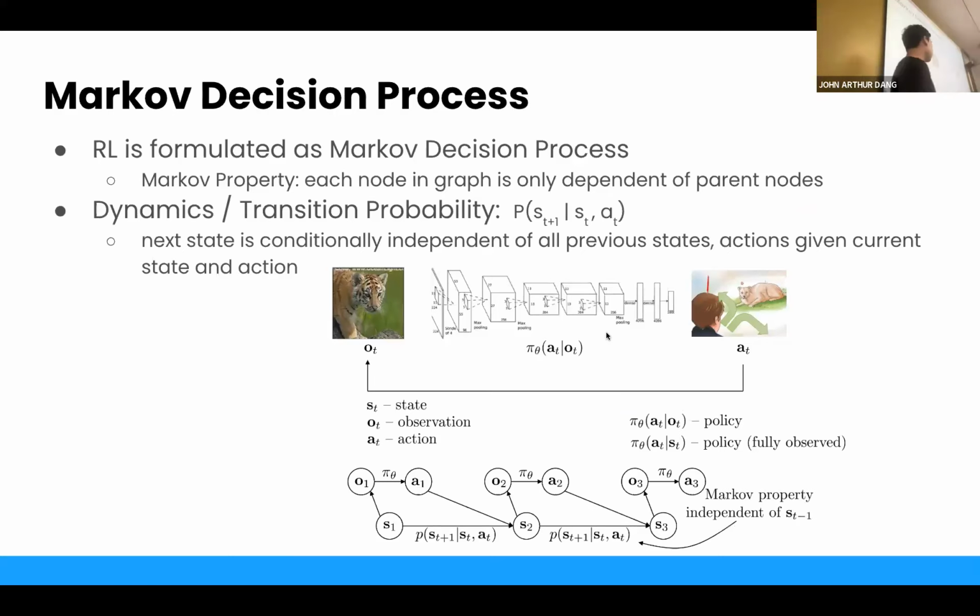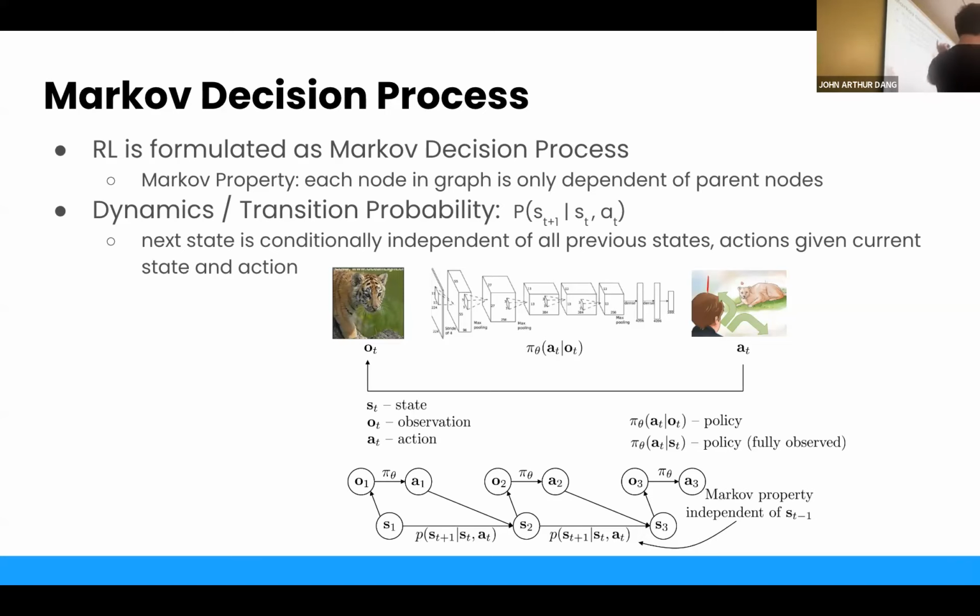Okay. So some additional formalism for reinforcement learning. Typically, reinforcement learning is defined as a Markov decision process. And what this means is that it has the Markov property, which means that in this graph that you see here, each node in the graph is only dependent on its parent nodes.